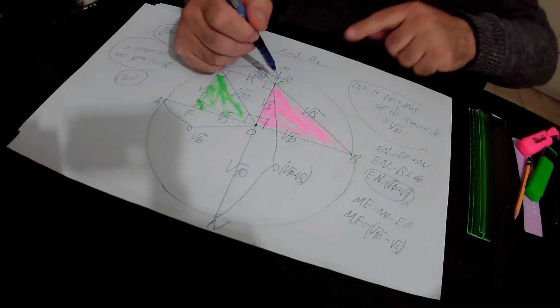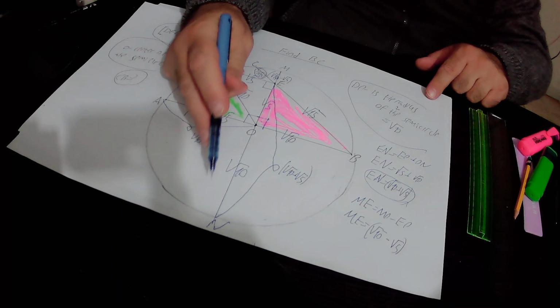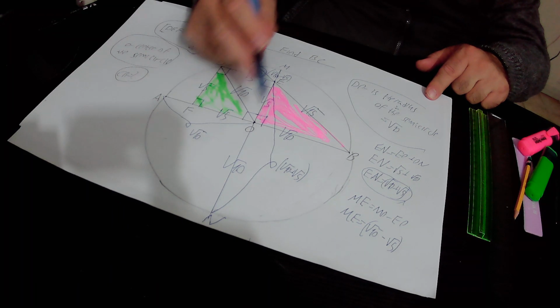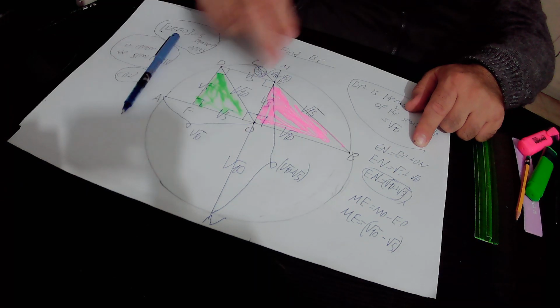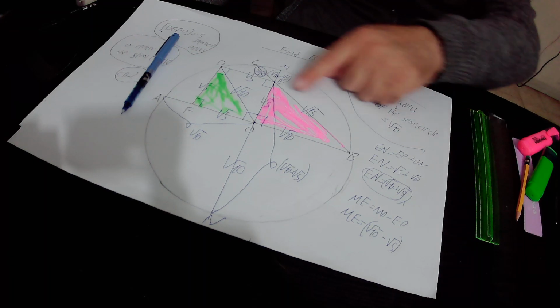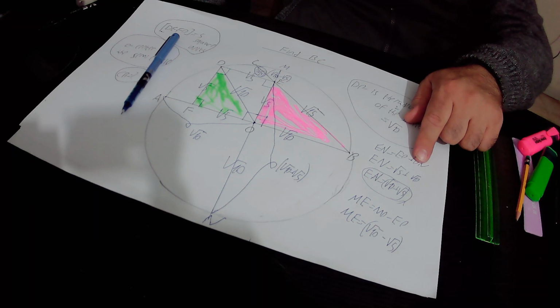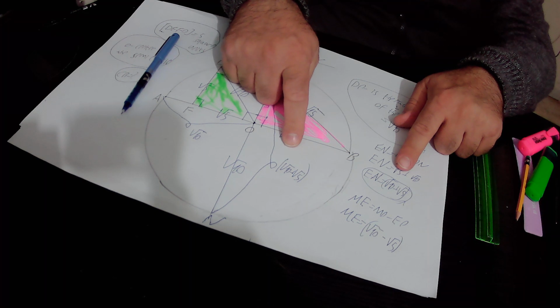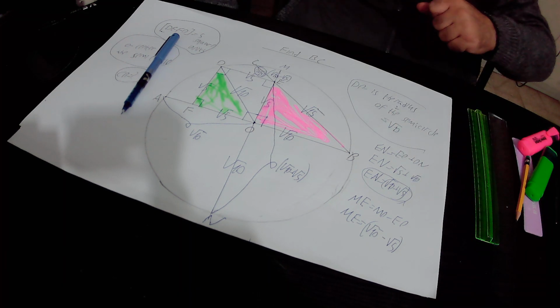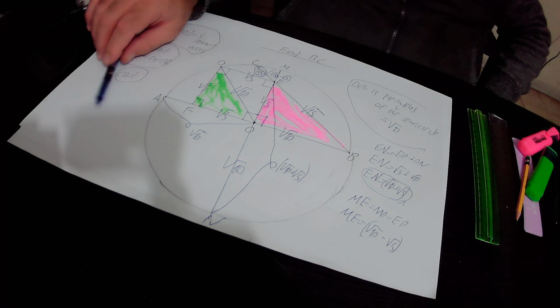And EN equals EO plus ON. That is to say, EN equals EO, that is equal to 5 units, plus ON, that is the radius of the circle and the semicircle, that is equal to the square root of 10 units. In conclusion, we found out that EN equals the square root of 10 units plus the square root of 5 units. What is the length of line segment ME?